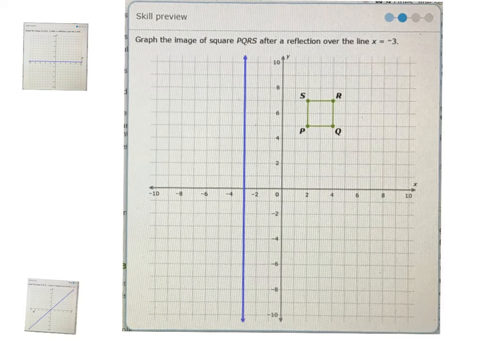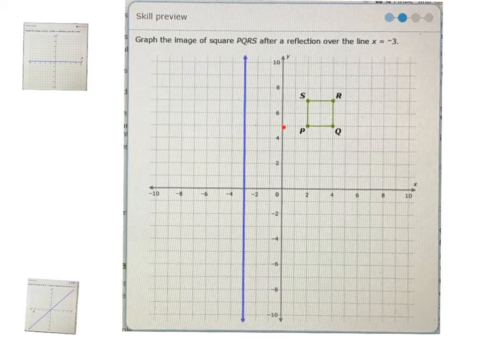In this example, it's the same concept, but now we're looking at a square. Graph the image of square PQRS after a reflection over the line x equals -3. By the way, it's called x equals -3 because it's a straight line that goes through x at -3. The x-axis obviously being here. So, same as we did before.